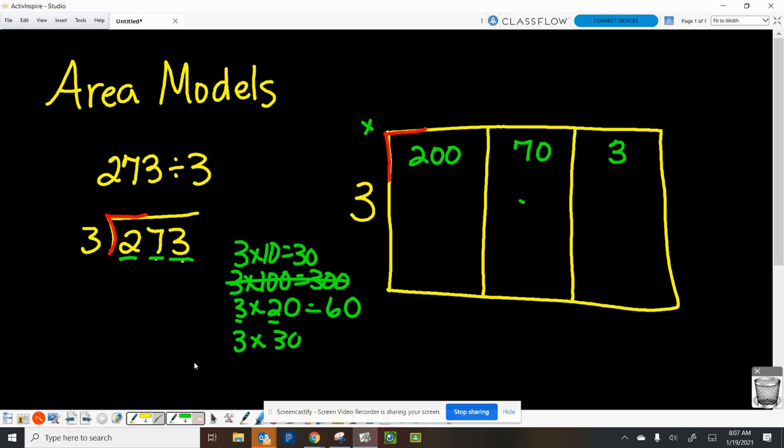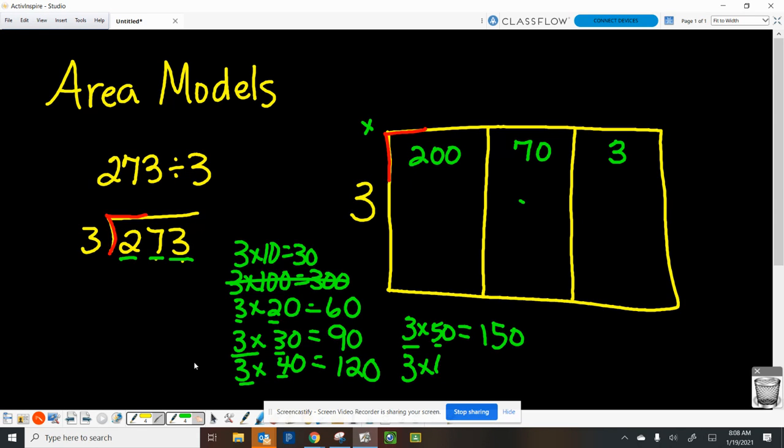3 times 30. 3 times 3 is 9. Bring the 0 over, 90. How about 3 times 40? I'm getting closer. 3 times 4 is 12. Bring the 0 over. I'm going to come up here because I can do it over here. Let's try 3 times 50. 3 times 5 is 15 and bring the 0 over. Let's try 3 times 60. 3 times 6 is 18 and bring the 0 over.